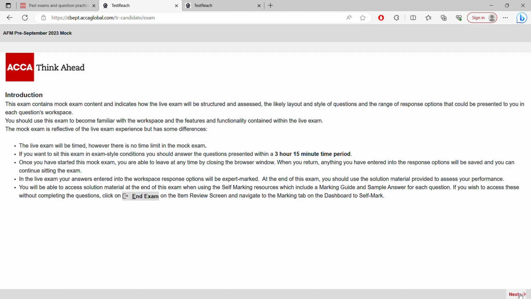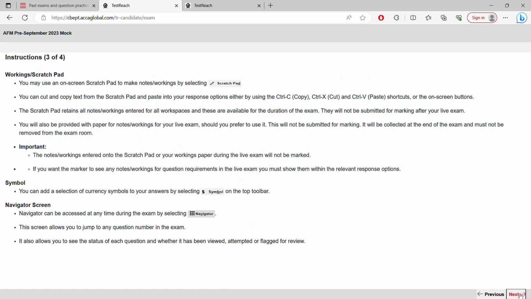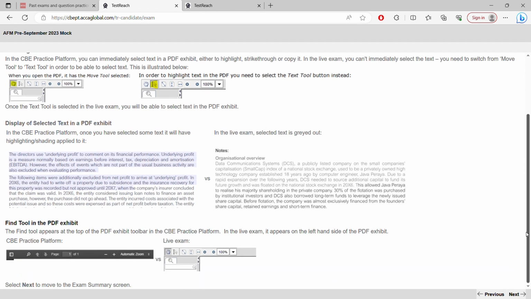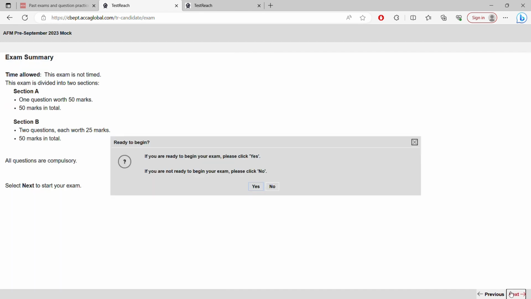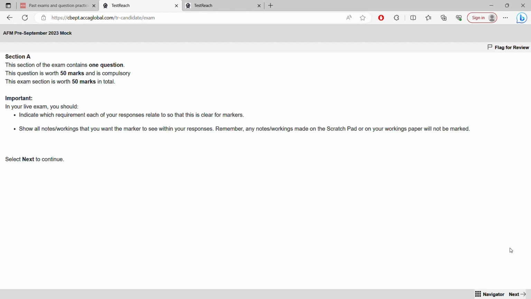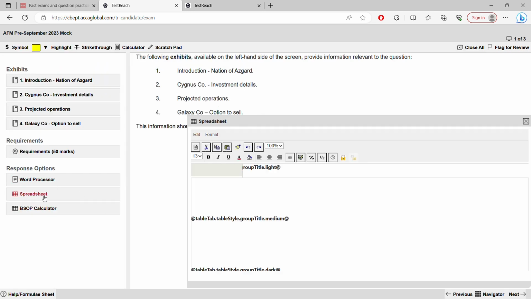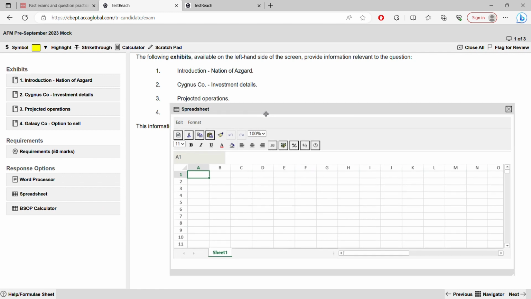Where did the page go? I guess it. I think the page disappeared.